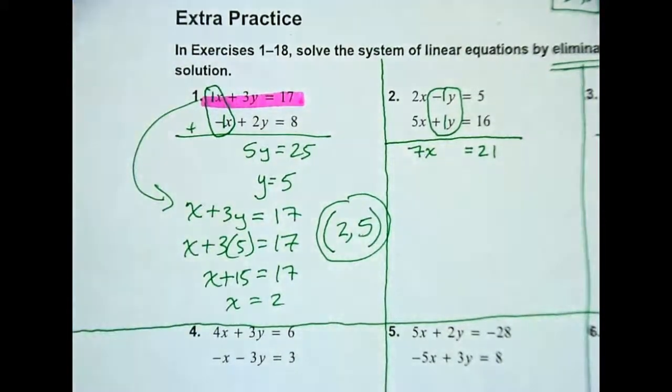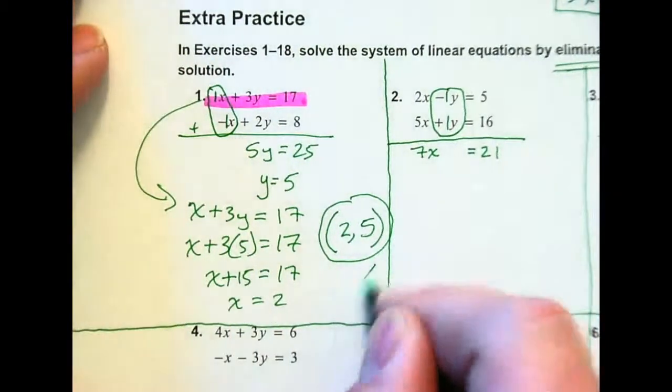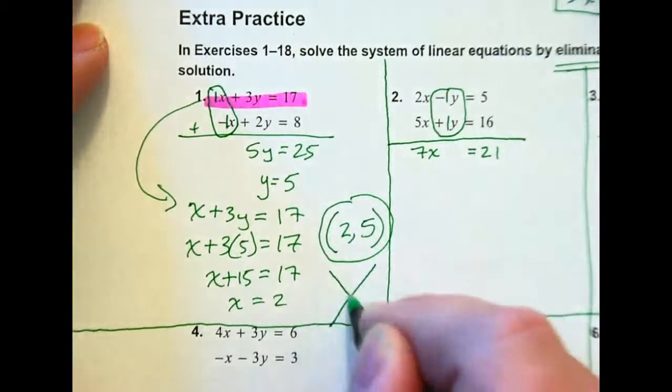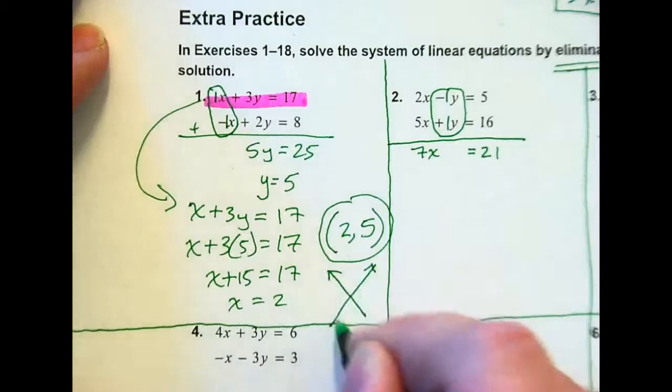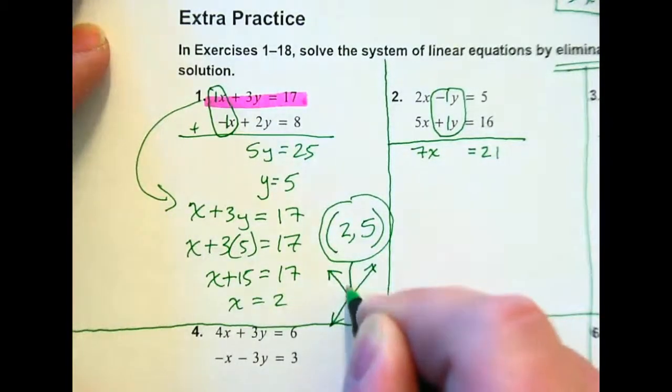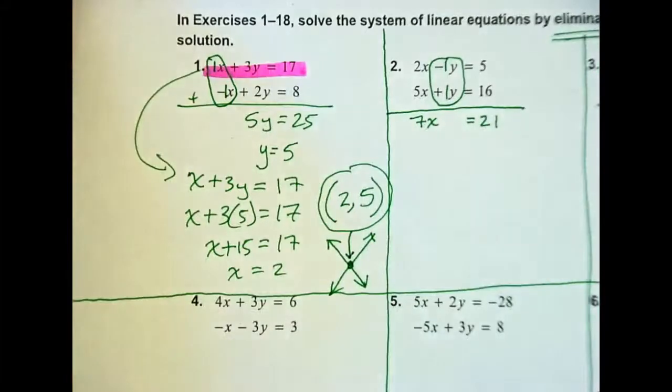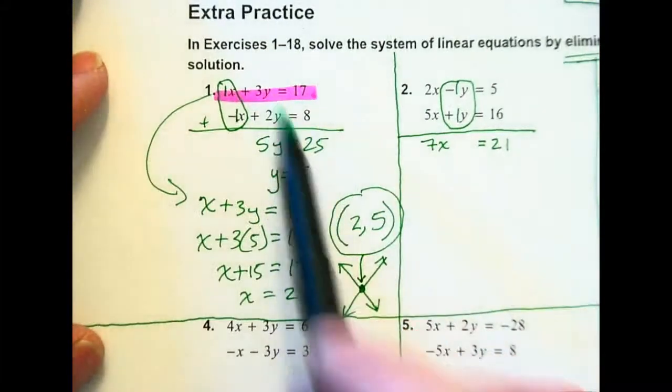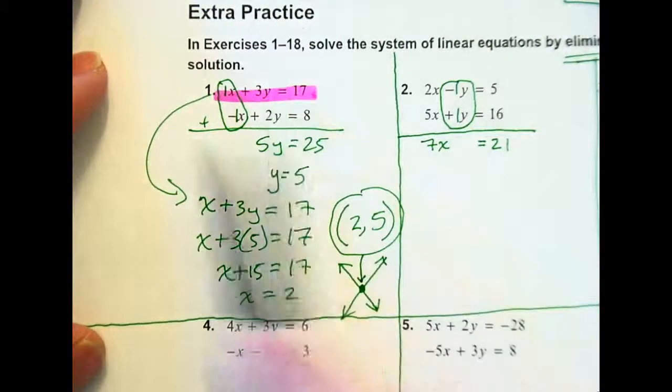Caden? It's a point. Yeah, it's a point. It's where those two lines cross. If we graphed them, they would cross at the ordered pair (2, 5). Okay? Everyone remember that? Remember, they all mean the same thing: the 3 ways to solve are substitution, graphing, and elimination. Graphing was actually the first one we did here.